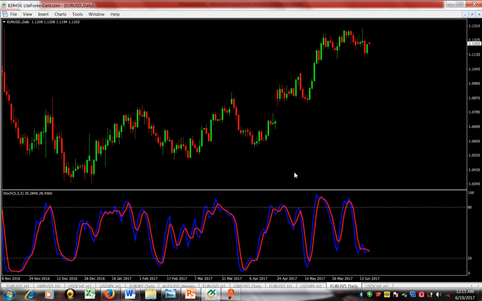Okay, if my stop loss is 50 pips, I use a trailing stop of 50 pips. If my stop loss is 100 pips, I use a trailing stop of 100 pips. So by so doing, I always find myself in profit.